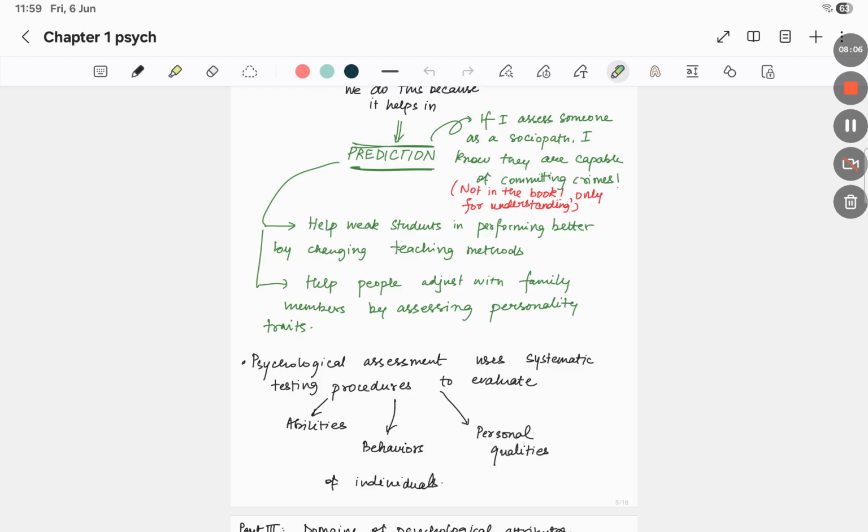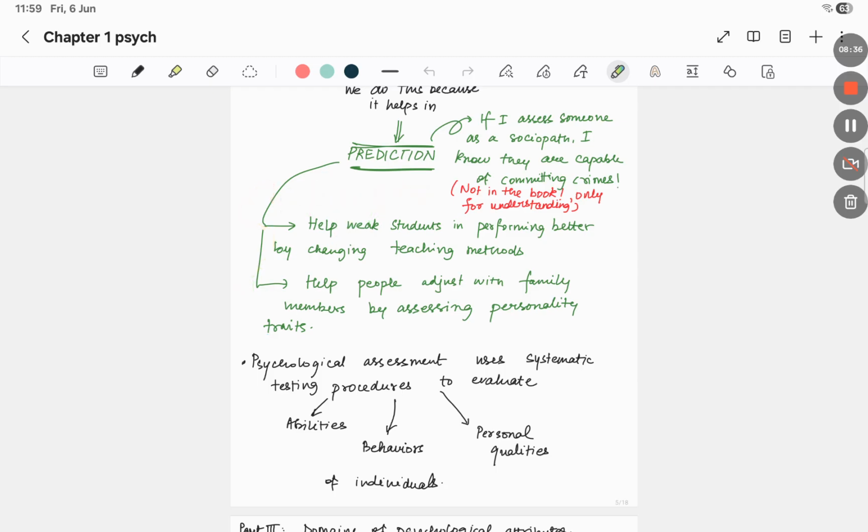This is not in the book and it is only for understanding. So please do not write this in your answer sheets. This is just for fun and for understanding as well. If I can make out, according to the behavior or assessments that psychologists have conducted, that somebody is a sociopath, I will be aware that this person is capable of committing crimes. The examples given in the book and which are safe to write are these.